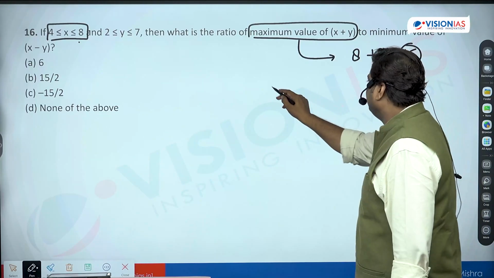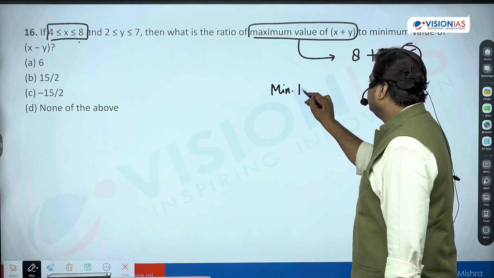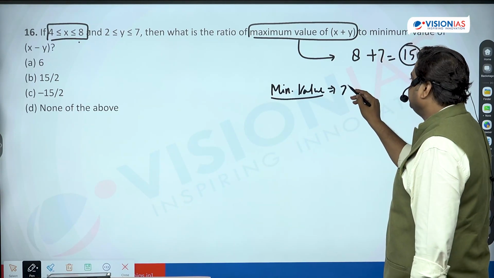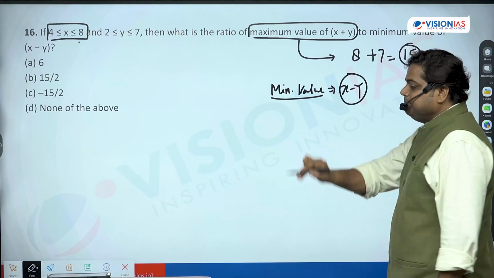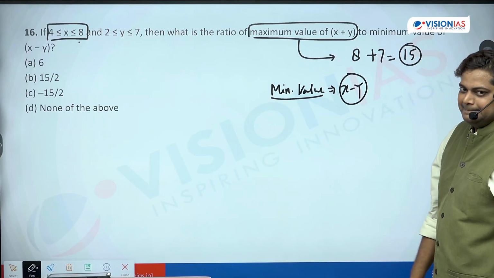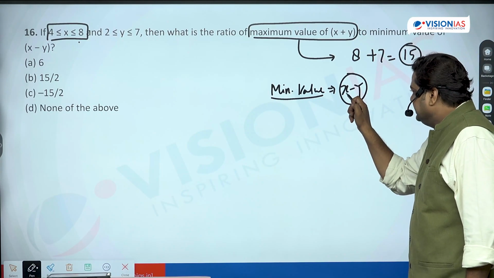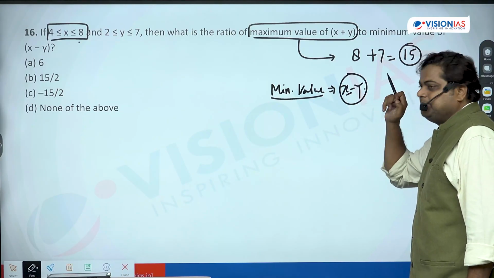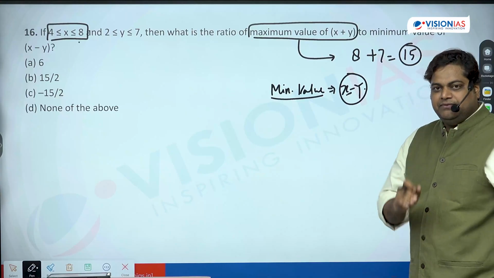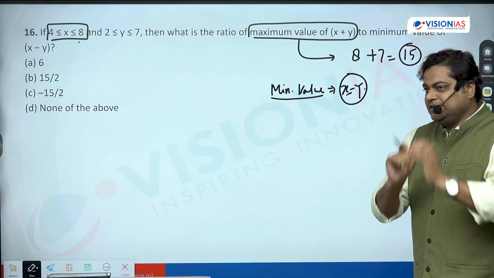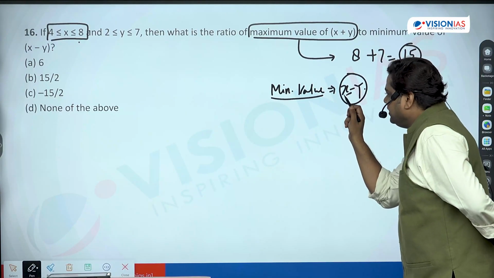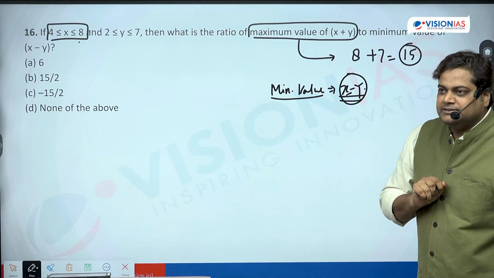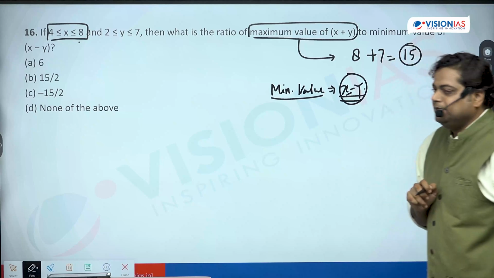Then what is the minimum value of X minus Y? How can we get the minimum value of X minus Y? When we take the minimum value of X and the maximum value of Y, only then can we get the minimum value of X minus Y. So we need to find the minimum value of X minus Y. What is the minimum value of X? Minimum 4.